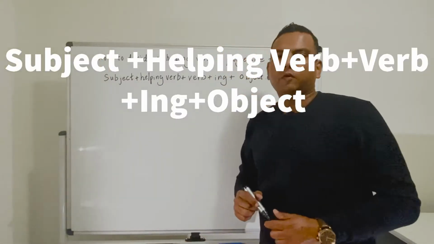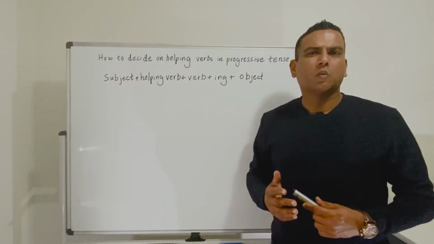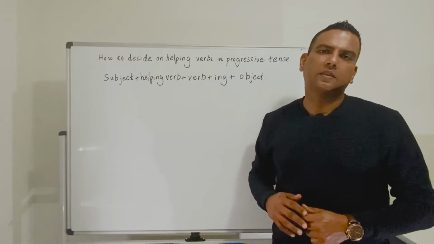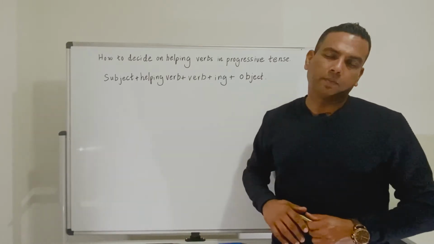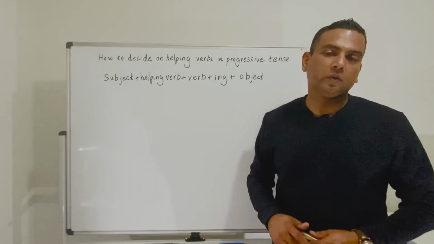So first of all, let's do a quick recap. What do you understand by progressive tense? Progressive tense is something that had started in the past, that is happening right now, and which is continuing to happen into the future.